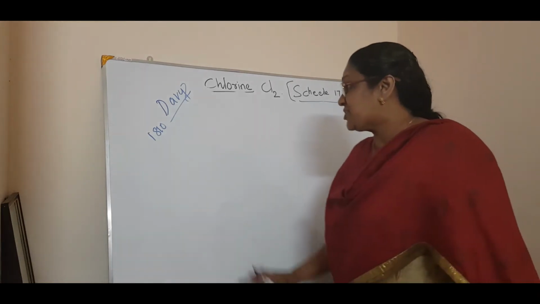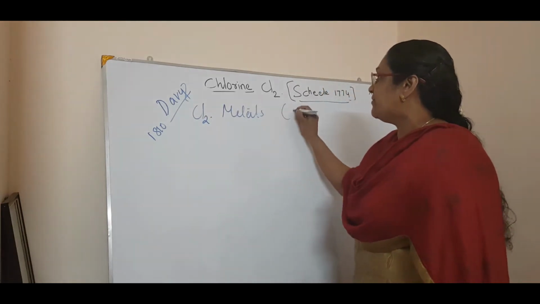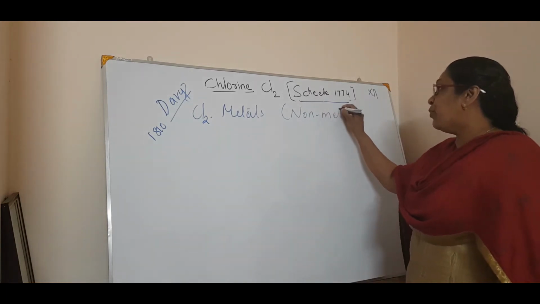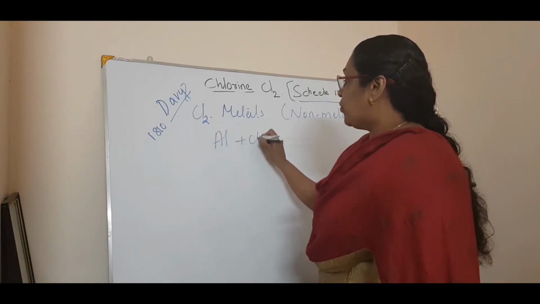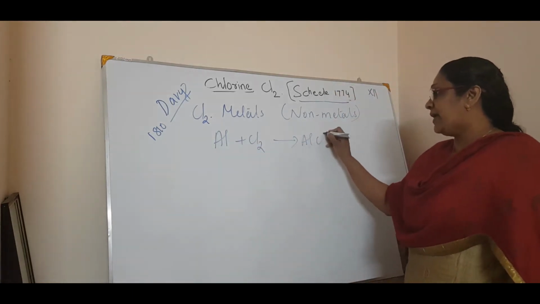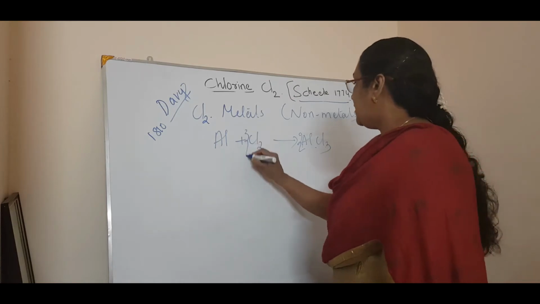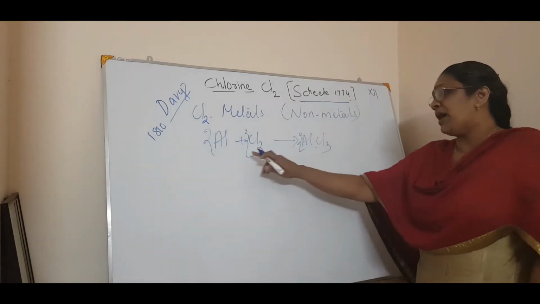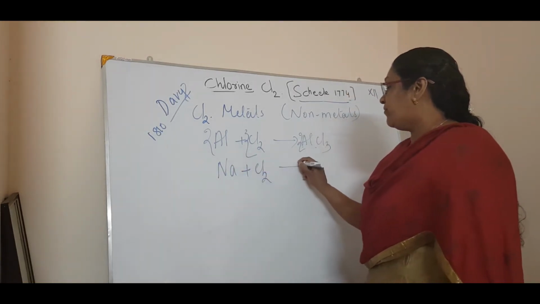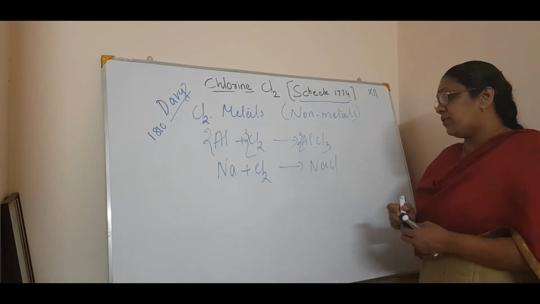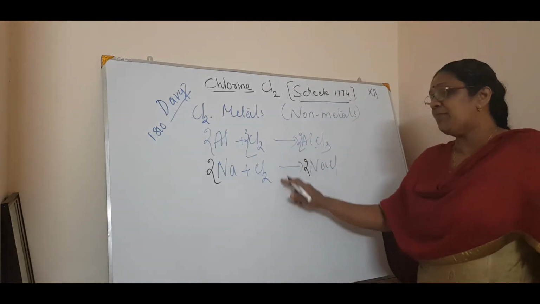The first reaction is that chlorine reacts with both metals as well as non-metals. That is very easy. For example, metal like aluminium plus chlorine gives aluminium chloride, AlCl3. Just balance it: 2 and 3, then 3 and 2. Another metal, sodium, plus chlorine gives sodium chloride. Balance it, that is 2 and 2. So these are examples of metals.